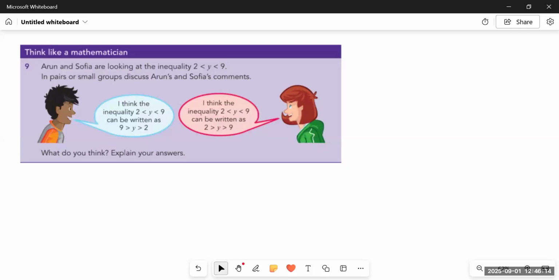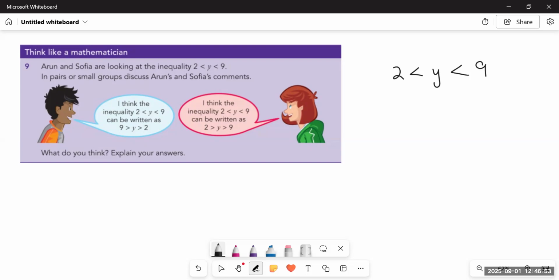Question number 9 says Arun and Sophia are looking at the inequality, which is y is greater than 2 and less than 9. Okay. Arun is saying the inequality y is greater than 2 and less than 9 can be written as y is greater than 9 and less than 2. Okay, fine. And what is Sophia saying? Sophia is saying y is greater than 2 and y is less than 9, so it can be written as y is less than 2 and greater than 9. So what do you think?